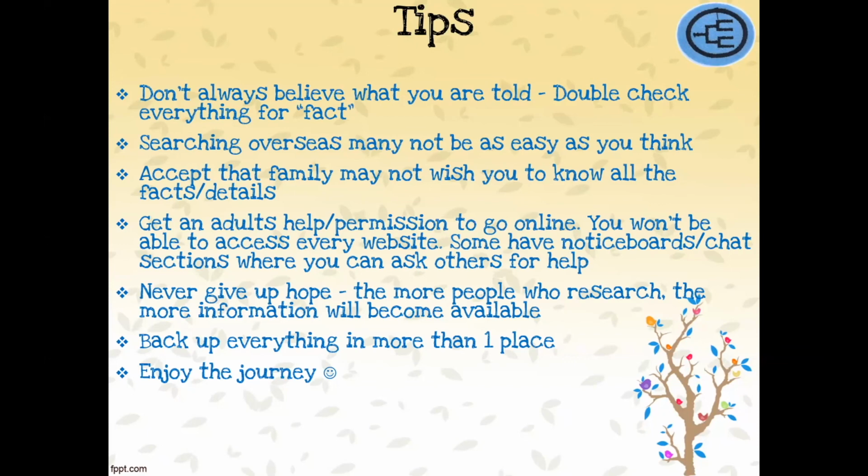Get adults' permission and help to go online. You physically, as Pathfinders, will not be able to access all of these websites because you have to be over 18. Some of them have notice boards and sections where you can chat with people. You can post a notification to say, does anybody know this person, Joe Bloggs from Timbuktu, who was born in 1920 and married and moved here. And some other people may have done the research or may know a sibling of the person you're researching, but you'll need to get adults' permission for this.